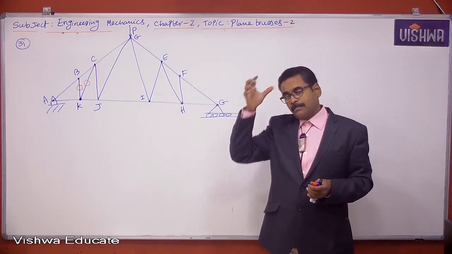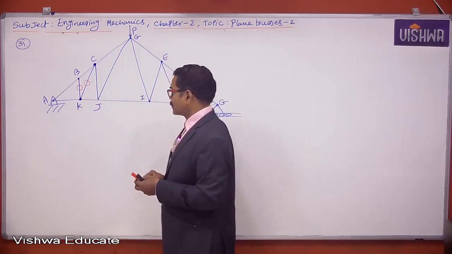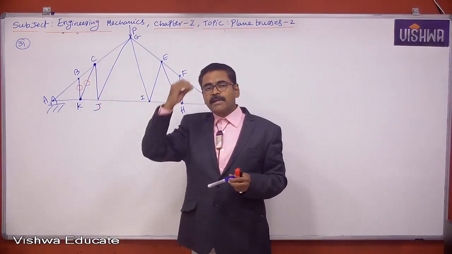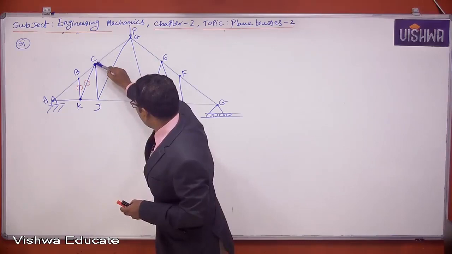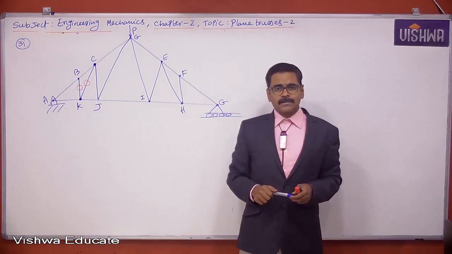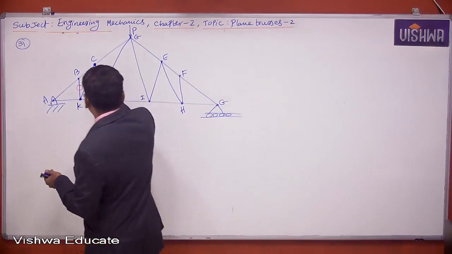Now come to joint C. Actually at joint C, four members are connected, but out of these four members, member CK carries zero load. This member doesn't carry any load. Simply ignore it. Forget about that member. So practically about C, only three members are joined. Member BC, member CG, member CJ. Out of these three members, two members are collinear. Member BC is collinear to member CG. Member CJ is the non-collinear member. This non-collinear member will carry zero load.